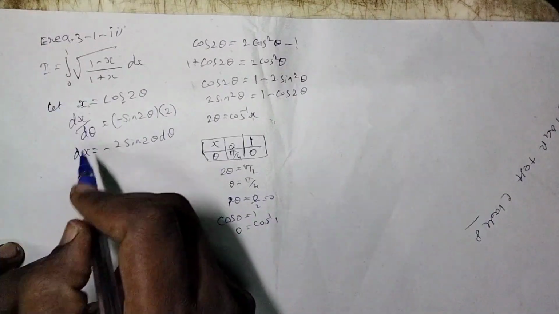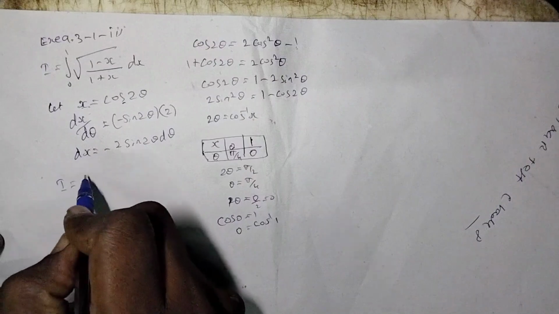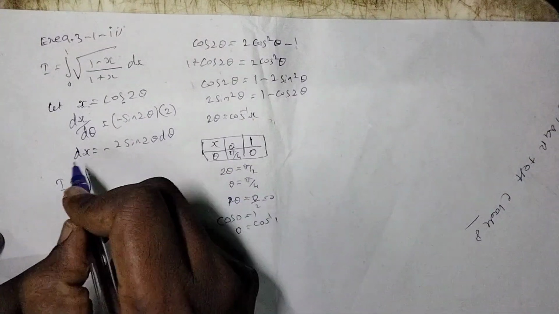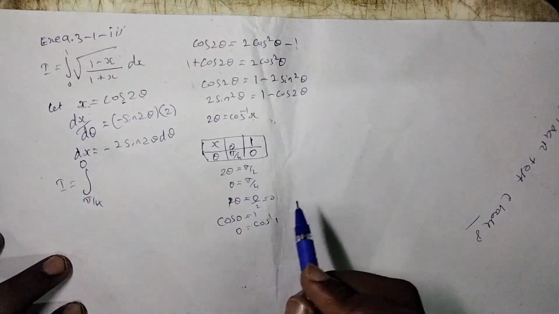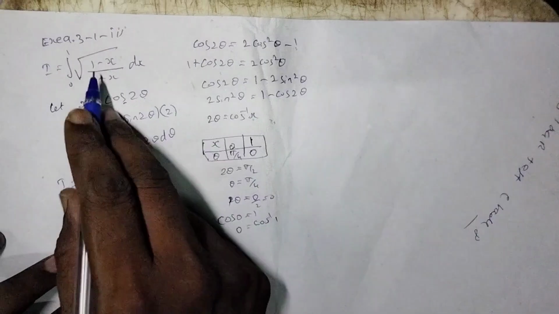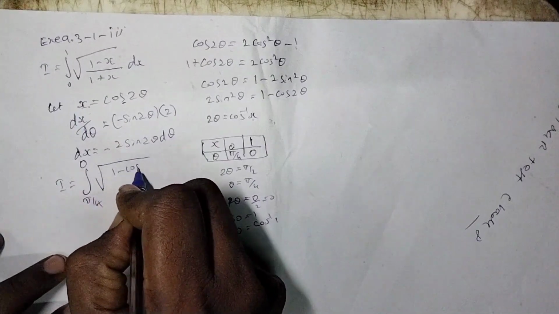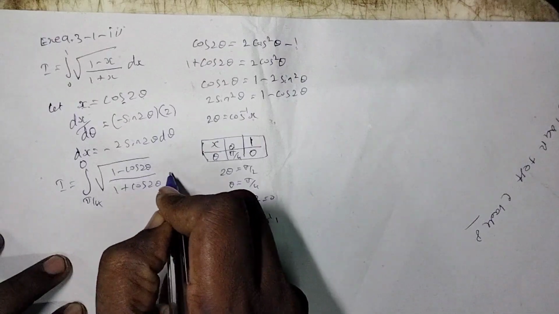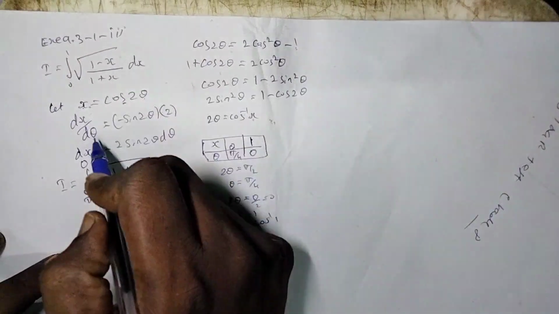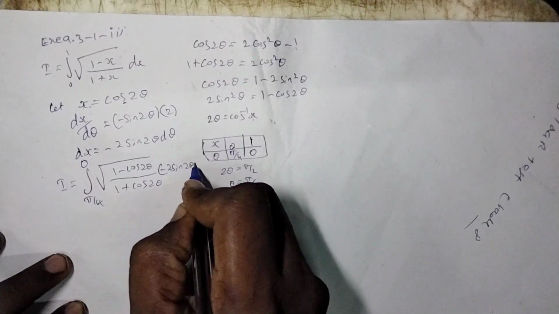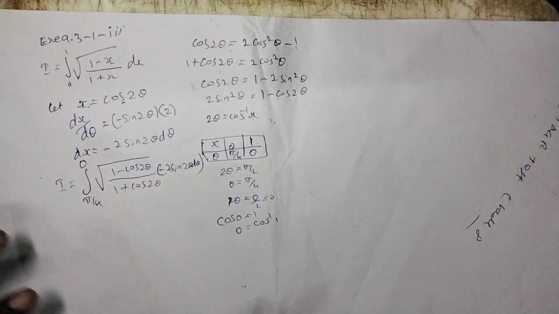Now we can rearrange the integral. Let I equal the integral with lower limit pi by 4 and upper limit 0. Square root of, instead of 1 minus x, we write 1 minus cos 2 theta, over 1 plus cos 2 theta, and instead of dx, minus 2 sin 2 theta d theta.